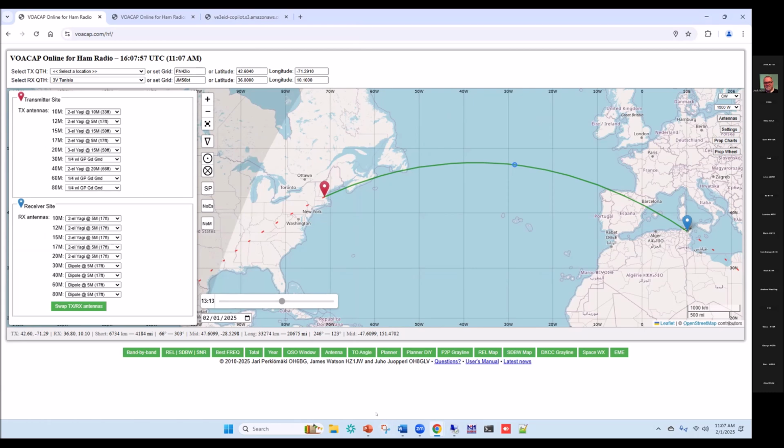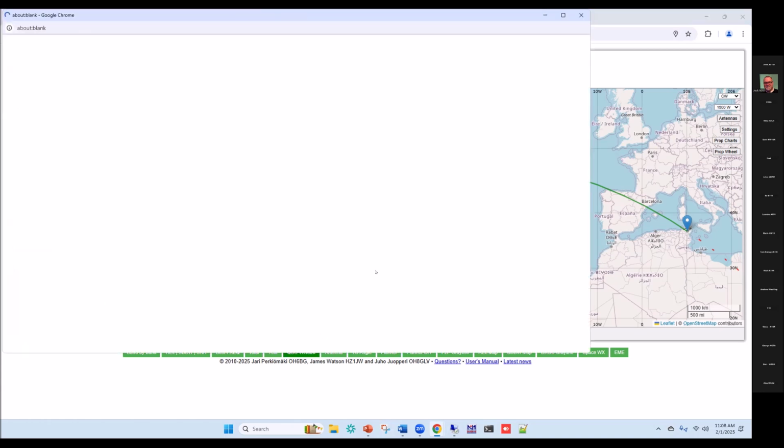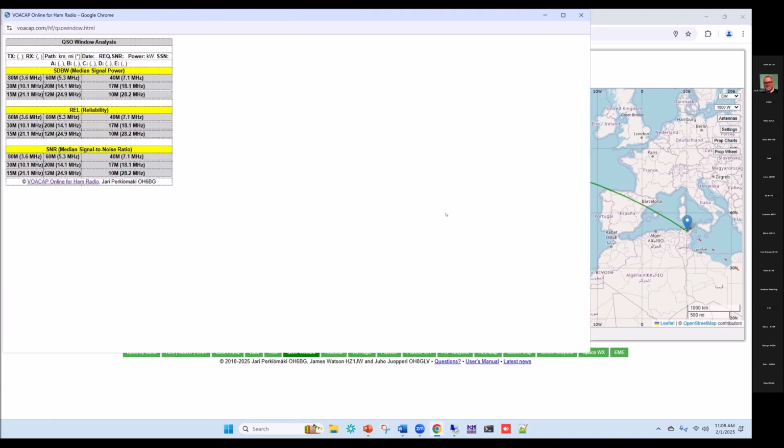Now, this one is useful, QSO window. It will give you the opportunity between 2 points. I forgot what I selected. Oh, I think I selected Tunisia. Honestly, I have no idea how to interpret this.